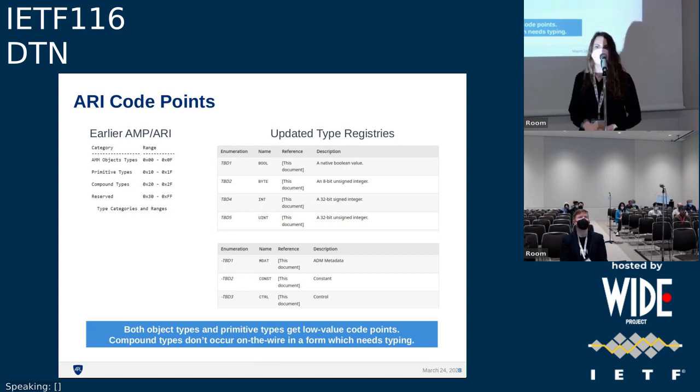And this is to drive that point home, showing the object types and the primitive types and the updates to those code points and the removal of compound types, which are the objects that we don't have to support and send over the wire. Next slide.